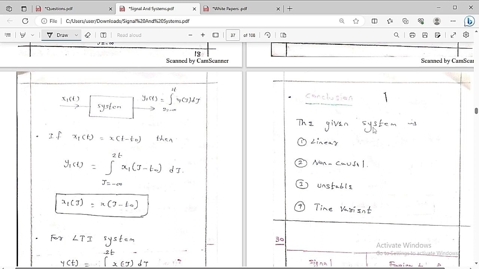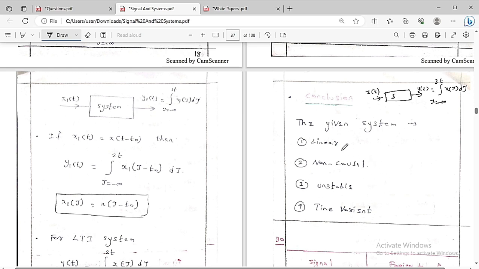For this system, the input is x of t, and the output is y of t. So what is y of t? It is the integration from tau equal to minus infinity to 2t of x of tau d tau. So we can say the given system is a linear system, a non-causal system, an unstable system, and a time varying system. So this is the conclusion.